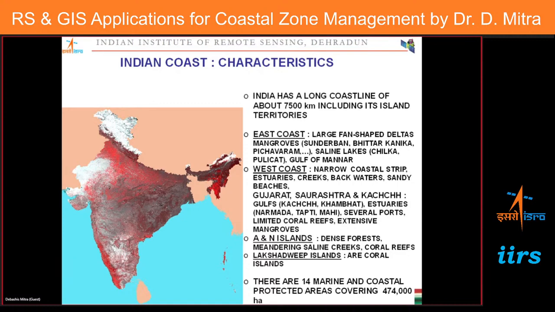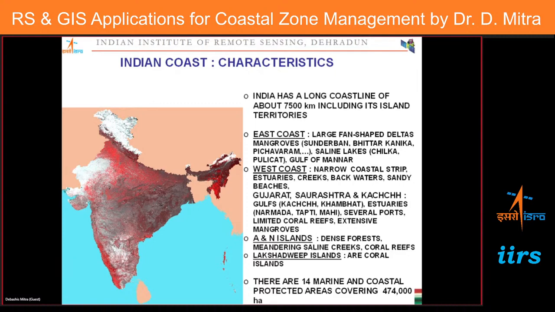Huge mangroves are there: Bhitarkanika in Odisha, Pichavaram in Andhra. Also, we have saline lakes like Chilka and Pulikat. We have the Gulf of Mannar connecting with Sri Lanka. The West Coast is a very narrow coastal strip. The East Coast is characterized by a good number of deltas, while the West Coast is mainly estuaries.